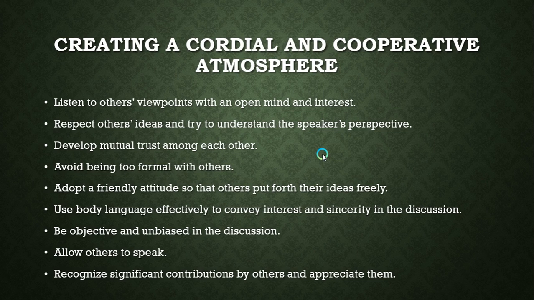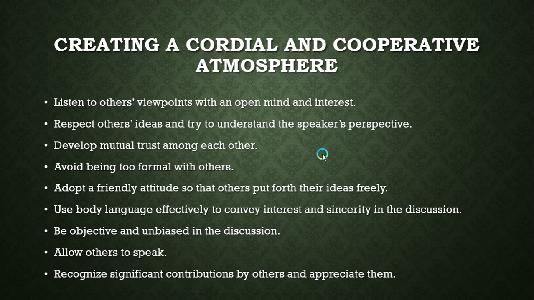Next point is develop mutual trust among each other. It is necessary to develop mutual trust. Avoid being too formal with others. You should not be very formal, because if you are too formal, the confidence and liveliness that exists inside will reduce. So it is not necessary to be very formal. Adopt a friendly attitude so that others put forth their ideas freely. You must have the posture of a friendly nature, so that it is very appealing to others.